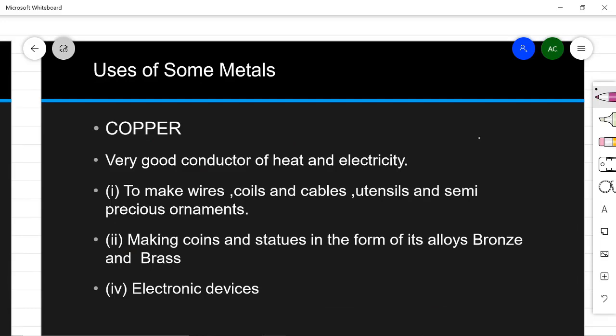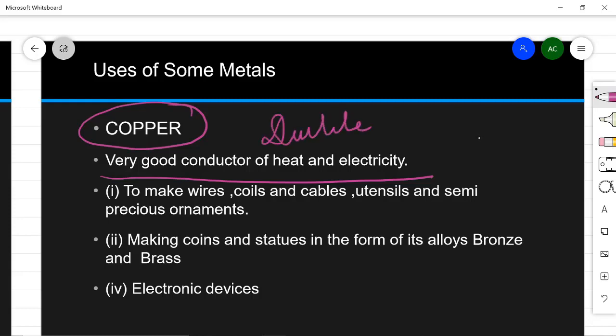Copper is a reddish brown metal, highly ductile and a very good conductor of heat and electricity, and that is why wires are made from it. Because it is ductile, it can be made into wire, and with that it should also conduct heat and electricity.